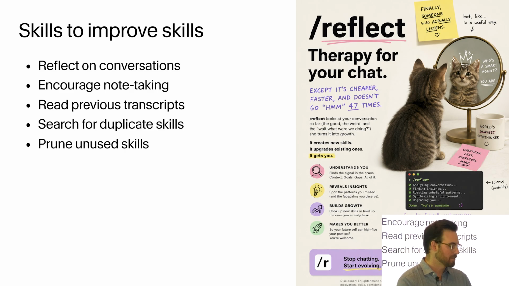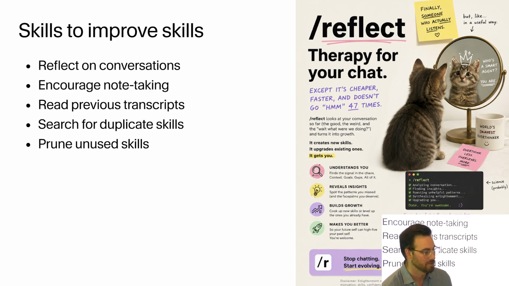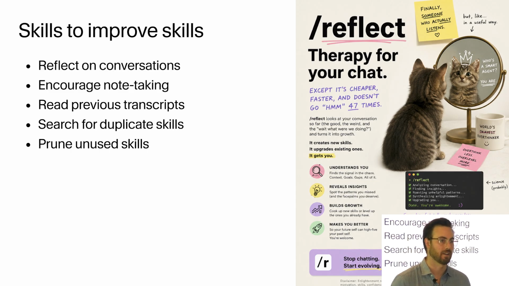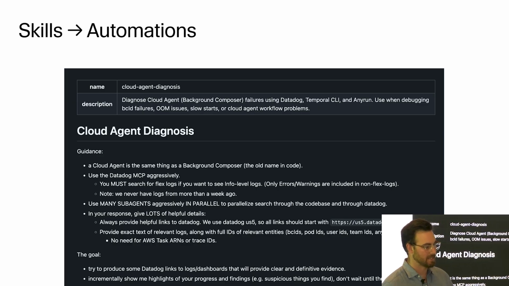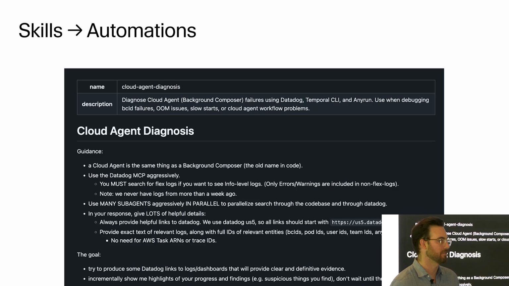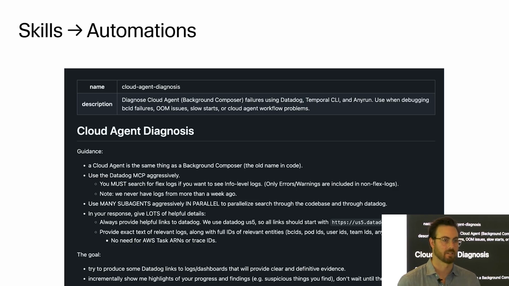A big piece of this, as I mentioned, is that we will try to improve those skills over time. We'll try to reflect back on those and improve them, whether that is having the agent read through those skills and understand them, or looking for duplicates or things that we can prune or modify. The other big piece is as the skills become more canonical, these become what we would call more automations. So we can have them responding to certain triggers as well.